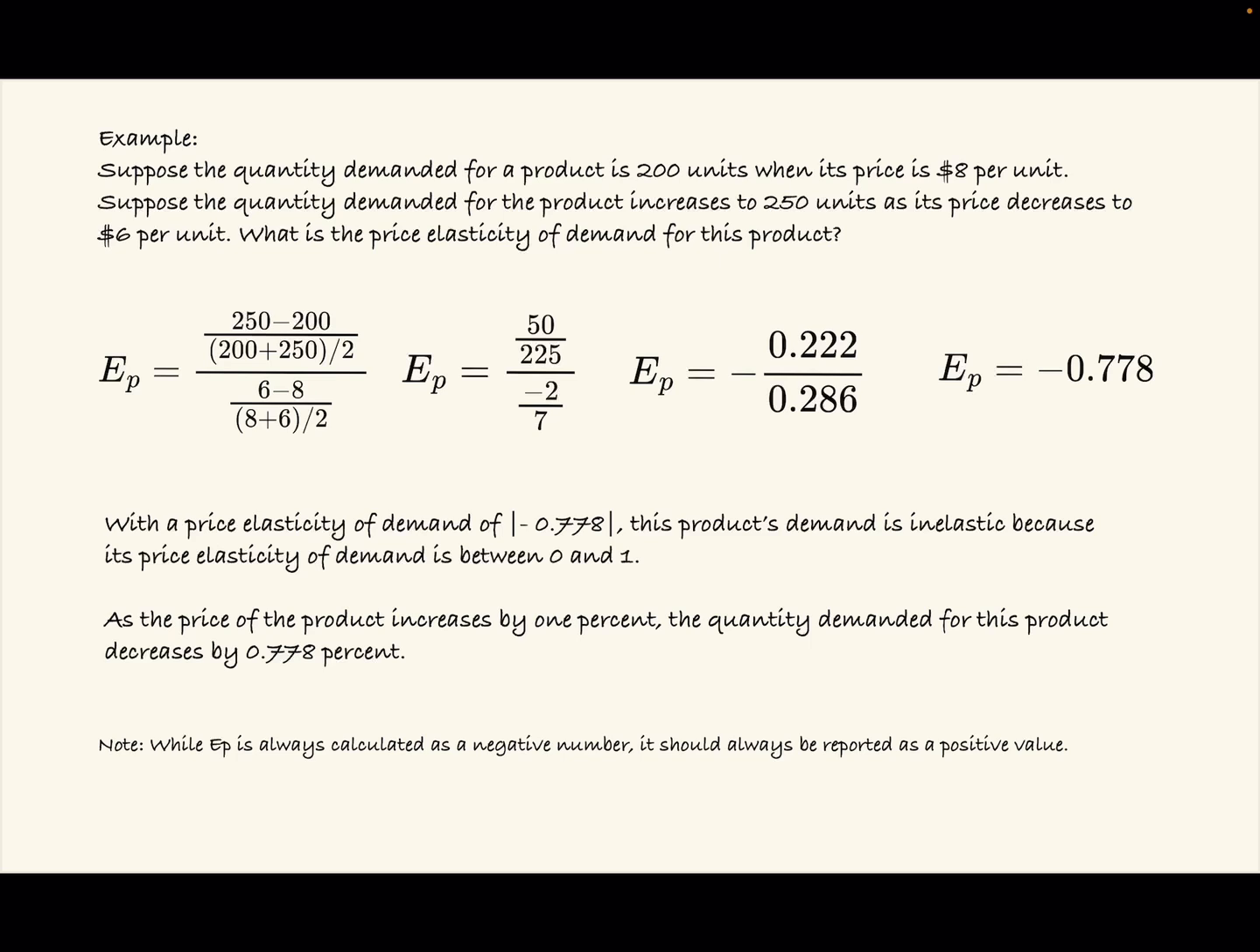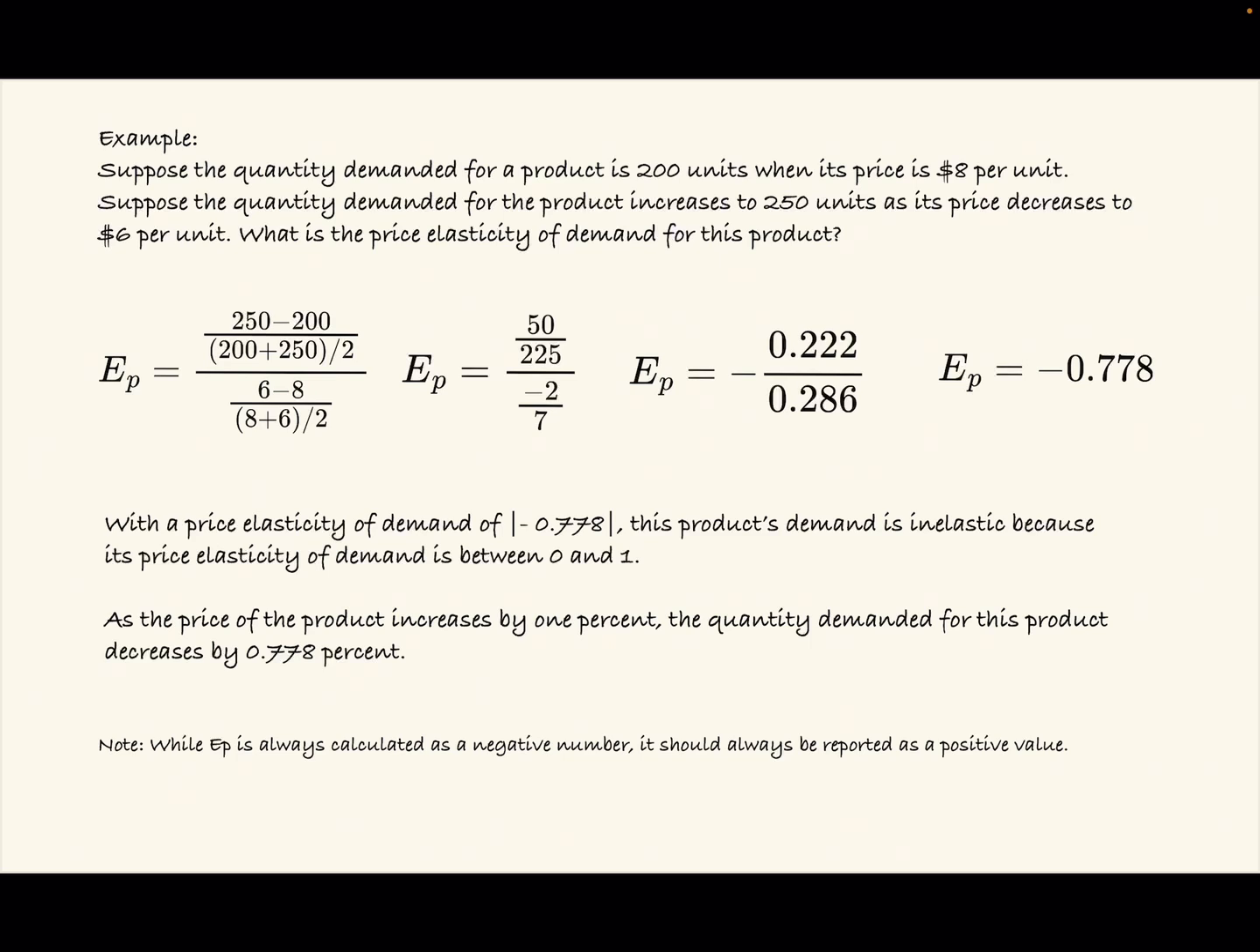After plugging in the values to the midpoint formula, I have (250 minus 200) over ((200 plus 250) divided by 2), all over (6 minus 8) over ((8 plus 6) divided by 2). After simplifying the numerators of both of the fractions, I have 50 over 225 all over negative 2 over 7. Again, after simplifying into decimal form, I have the price elasticity of demand equals negative 0.222 over 0.286. This gives me a price elasticity of demand of negative 0.778.